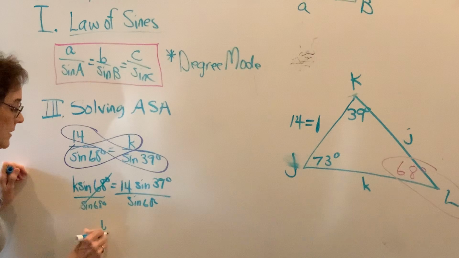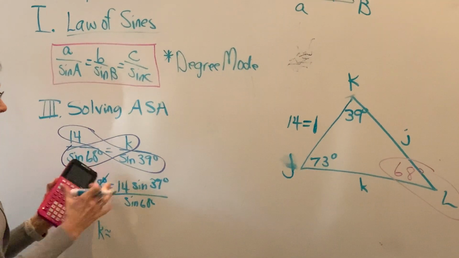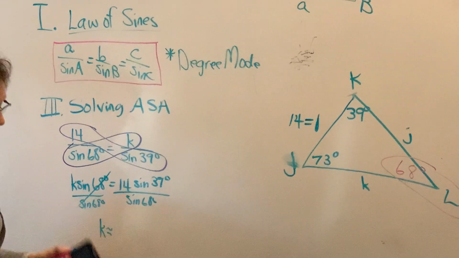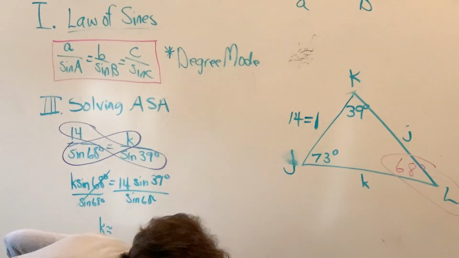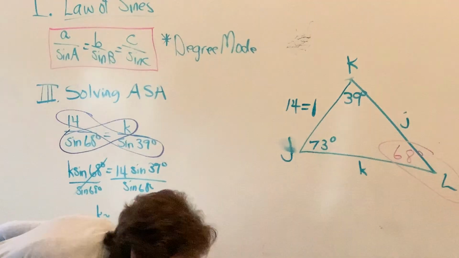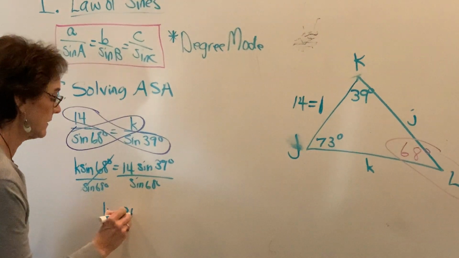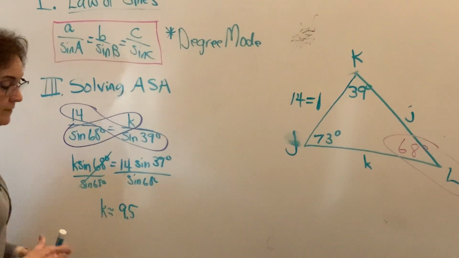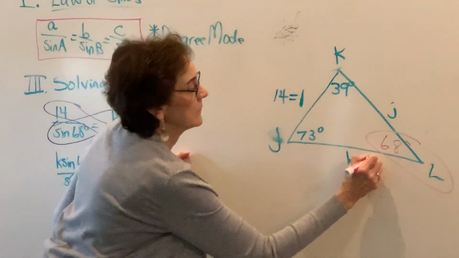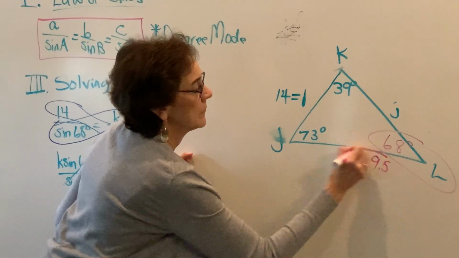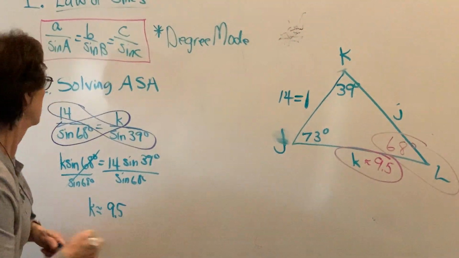Cancels out. All right, so you're going to put this in your calculator. 14 times the sine of 39 divided by that sine of 68 degrees. And you should get, let's see, K should be 9.5. Remember, we're rounding to the nearest tenth. So approximately 9.5. And that is K.